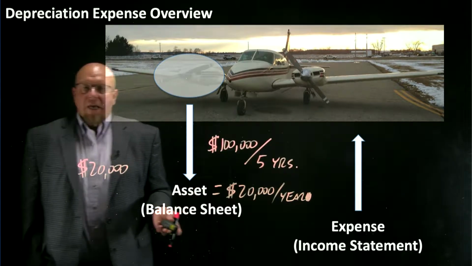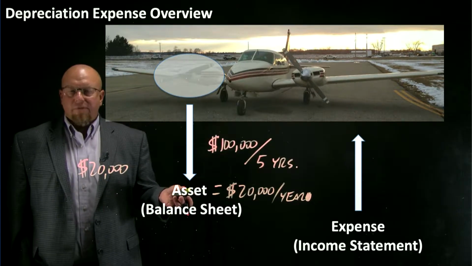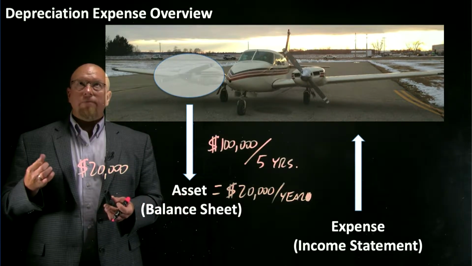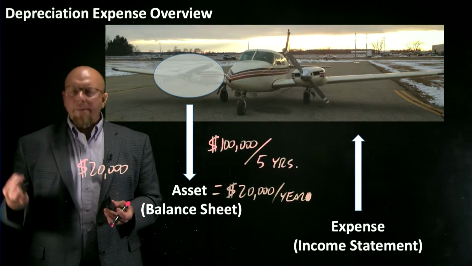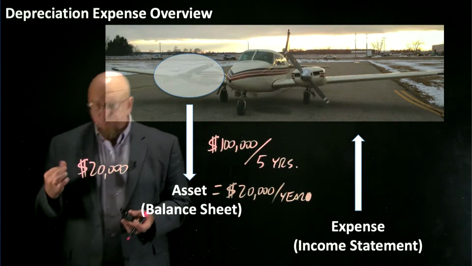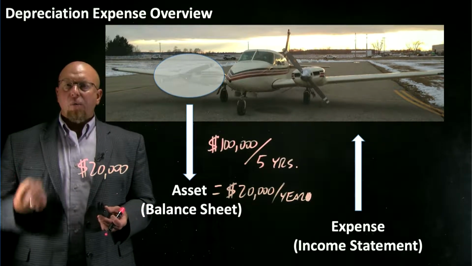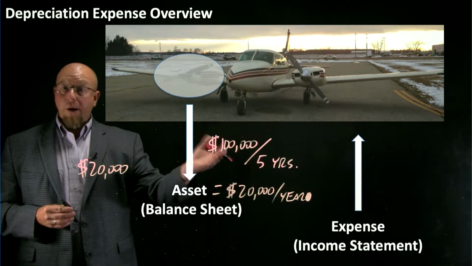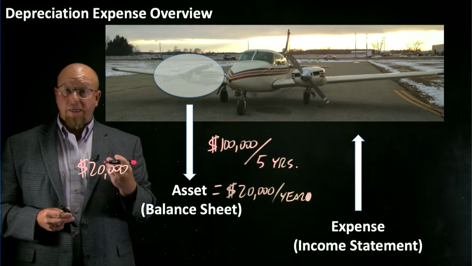Does that mean that the asset will be completely worthless after 5 years? No. What it means is we have a compromise happening here. And there are plenty of compromises that happen with accounting estimates. Will the useful life be exactly 5 years? Probably not. It's management's best estimate.